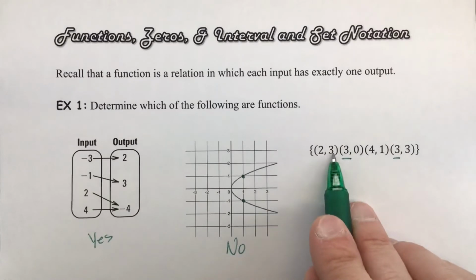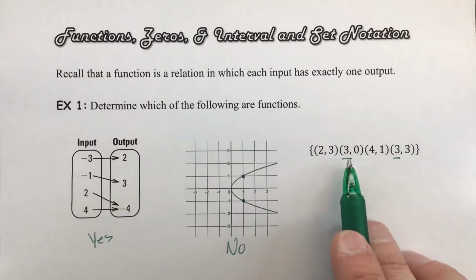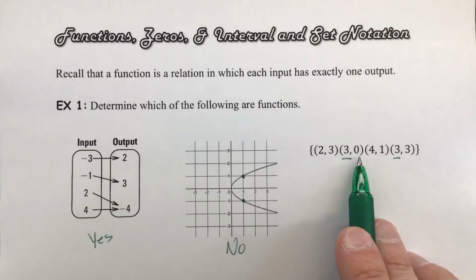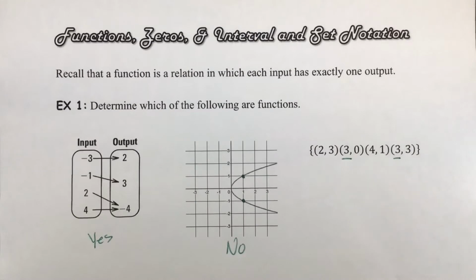So 2 goes to 3, said and done. 4 goes to 1, said and done. 3 sometimes goes to 0, and 3 sometimes goes to 3. That causes it to fail to be a function.